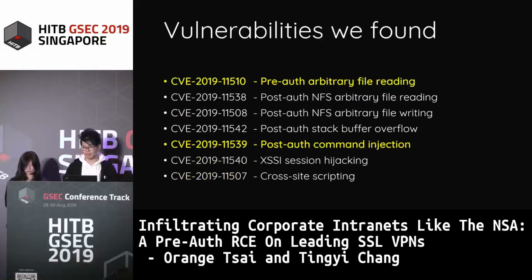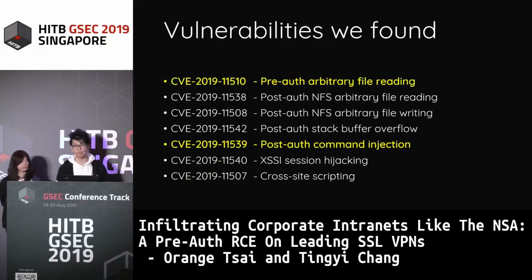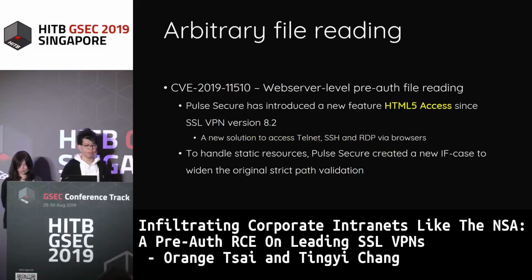Here are the vulnerabilities we found. Among them, we will introduce the pre-auth arbitrary file reading and the post-auth command injection. We turn these two bugs into a pre-auth remote code execution. The first bug is the pre-auth file reading. PearlSecure introduced a new feature called HTML file access since version 8.2. It can access telnet, SSH, and remote desktop by browsers.